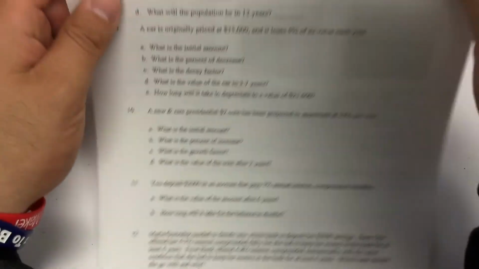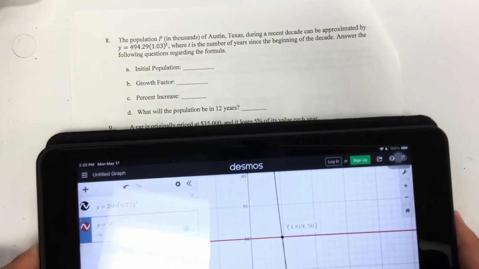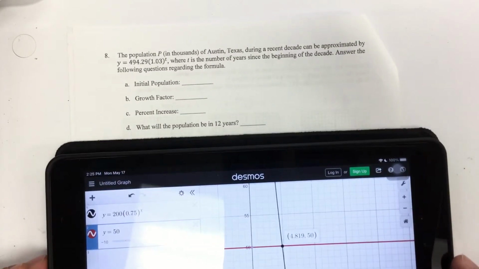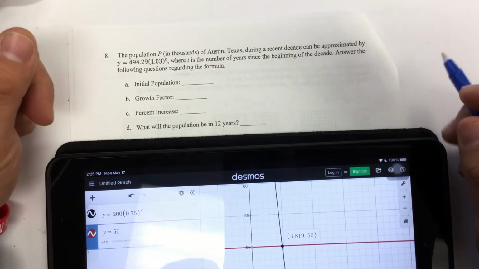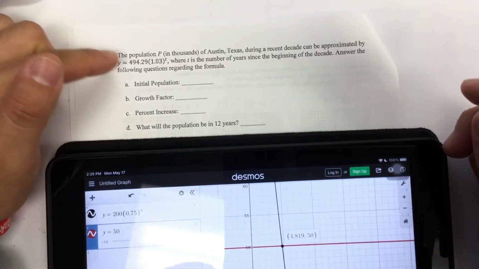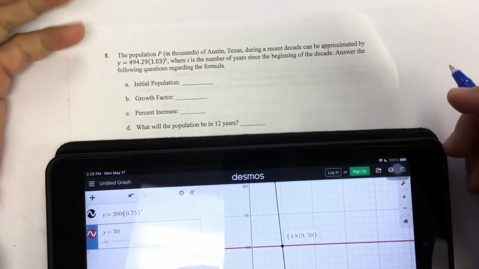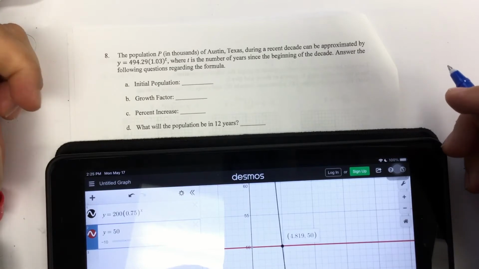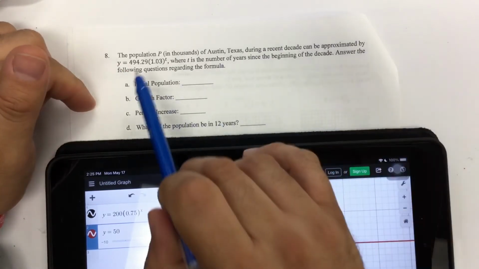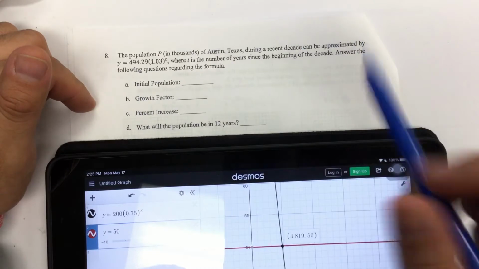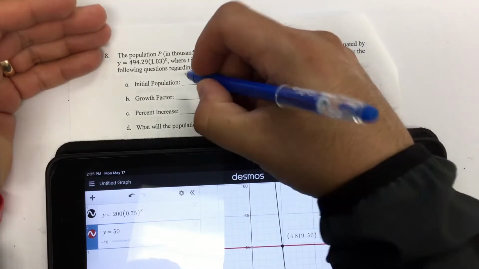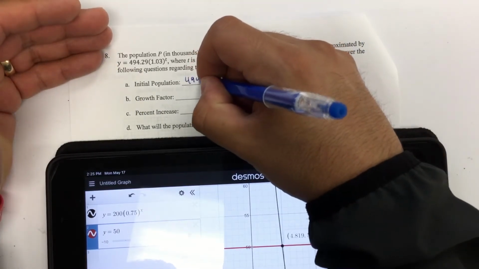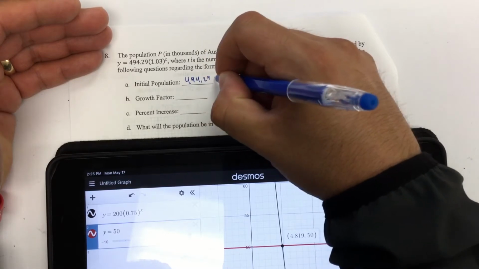All right, on to number 8. This one says the population P in thousands of Austin, Texas during a recent decade can be approximated by this equation here, where t is the number of years since the beginning of the decade. Answer the following questions regarding the formula. Okay, so the initial population, it looks like it'd be 494.29. That's in thousands.